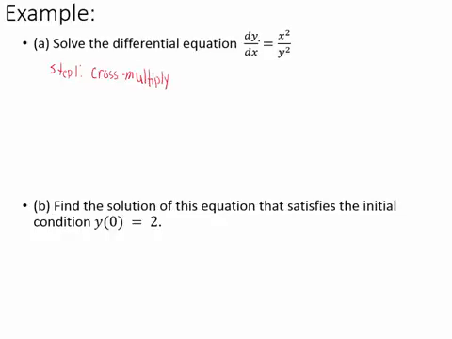And just think about going dy times y squared. So you get x squared dx equals y squared dy. It doesn't matter which side you put them on. Do not try to integrate if you don't have your x's with your dx's and your y's with your dy's.